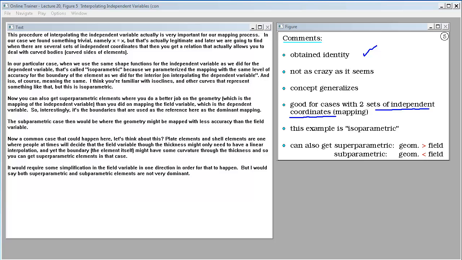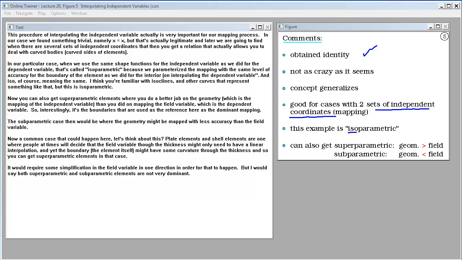In our particular case, when we use the same shape functions for the independent variable as we did for the dependent variable, that's called isoparametric, because we've parameterized the mapping with the same level of accuracy for the boundary of the element as we did for the interior on interpolating the dependent variable. And iso, of course, meaning the same. I think you're familiar with isoclines and other curves that represent something like that, but this is isoparametric.